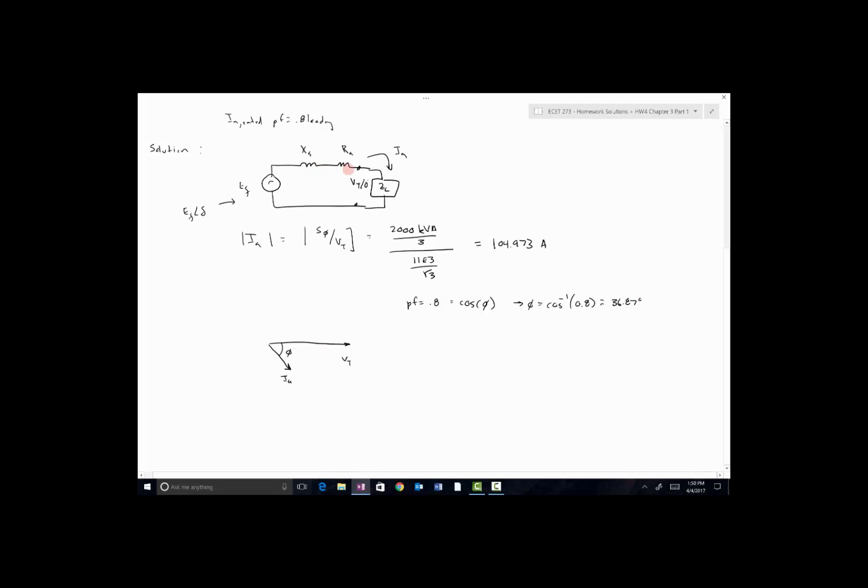There's a voltage drop across this resistor that points that way, and a voltage drop across that inductor, which is 90 degrees out of phase, and that's EF. Hopefully that's looking very familiar at this point. So this is VXS, this is VRA. That's what the diagram looks like, and what we're trying to figure out at this point is EF, because it's our configuration value.